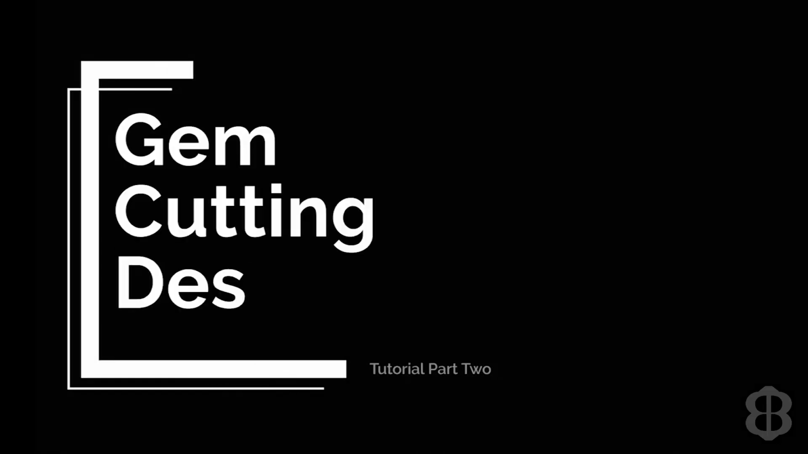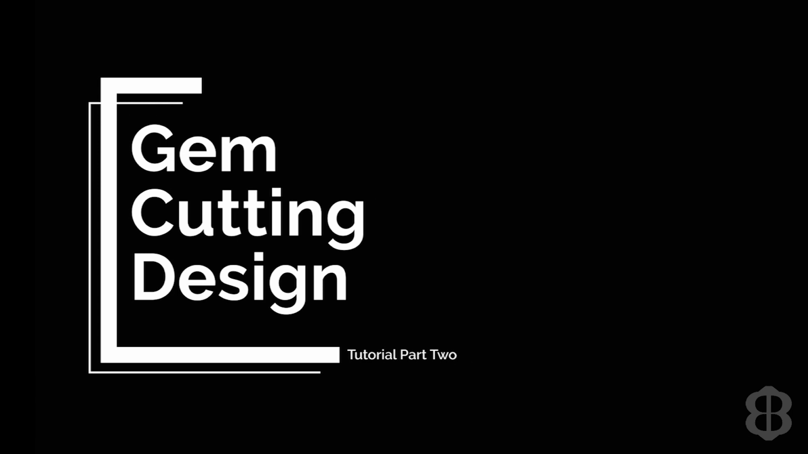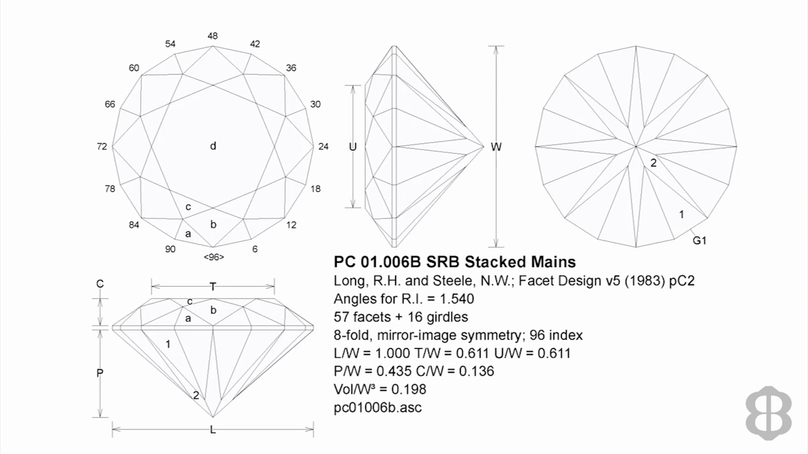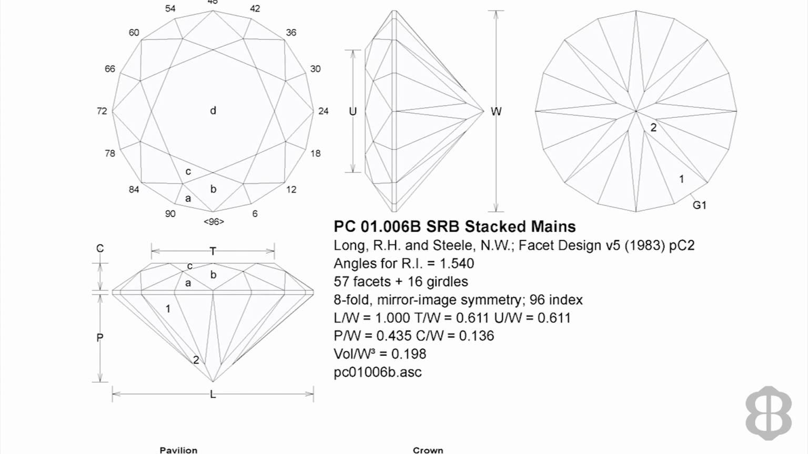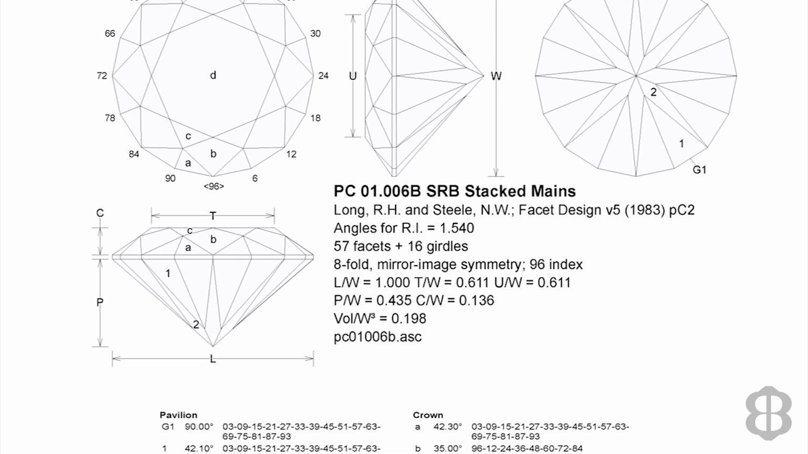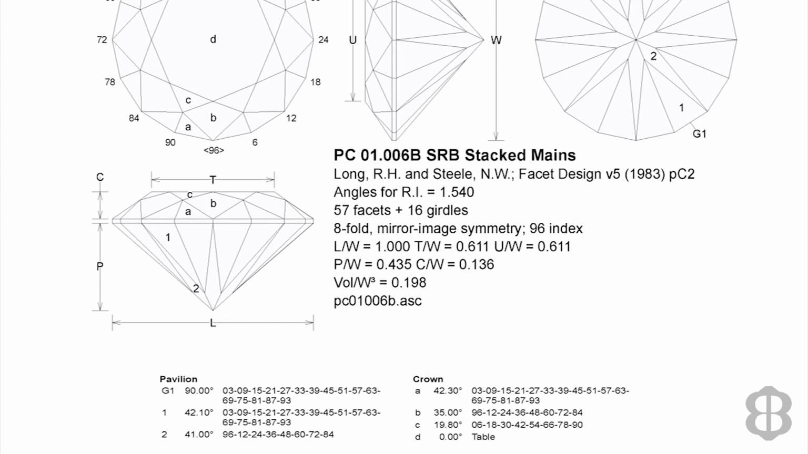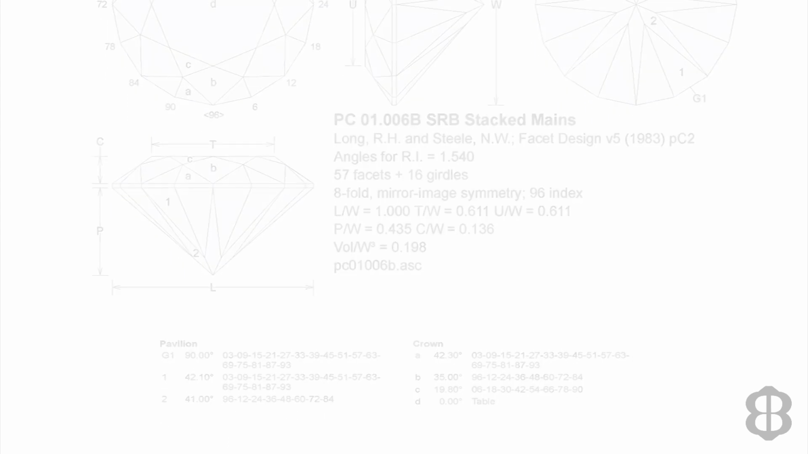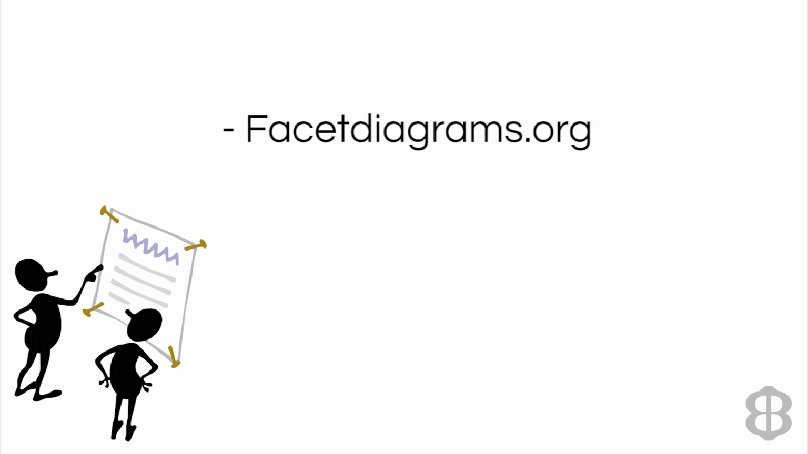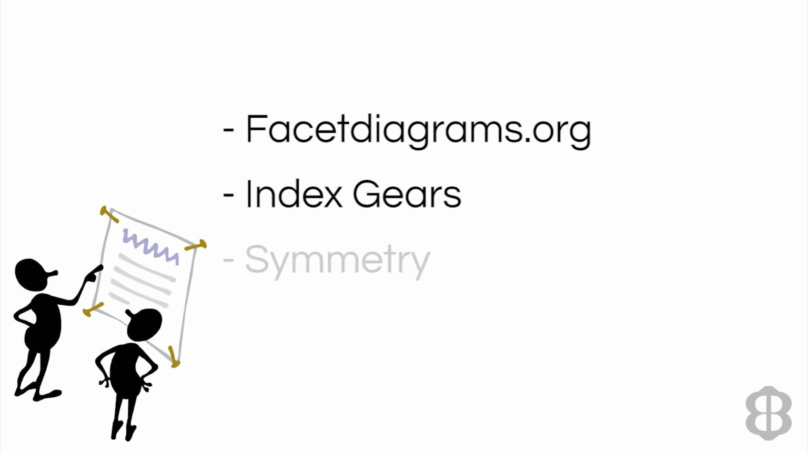In part 1 of this tutorial, I walked you through each aspect of a gem faceting diagram, but I didn't go into detail about several areas. I will cover these areas with additional information that you should understand in order to cut a gemstone using a gem faceting design. The areas that I will cover in this, the final part of the tutorial, are how to use the online database facetdiagrams.org, more information on index gears beyond the 96 index gear, a little more information on symmetry, and a little more discussion about the hot topic of the girdle of a gemstone.